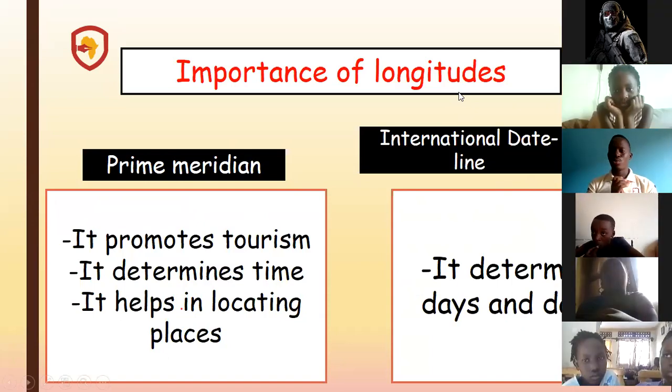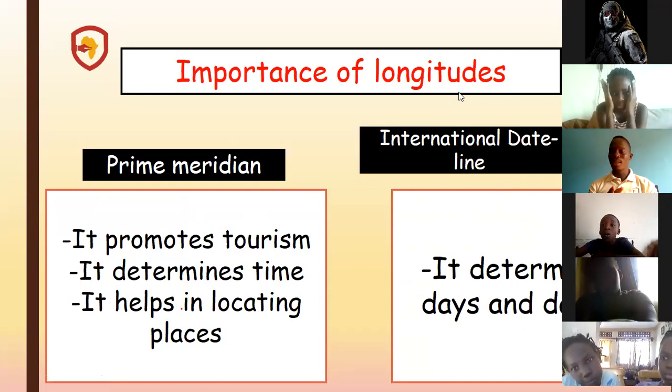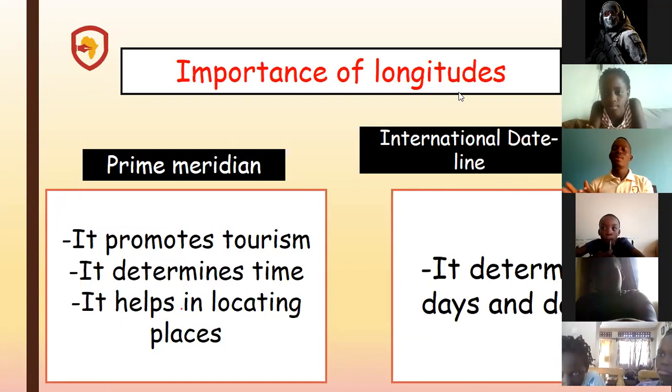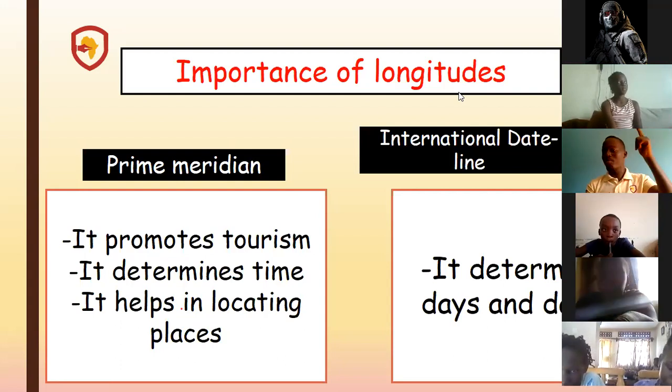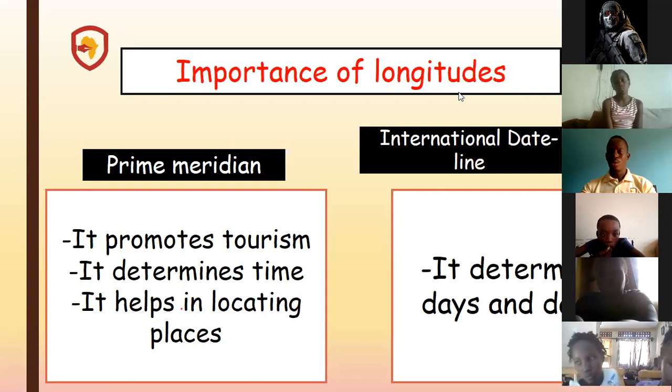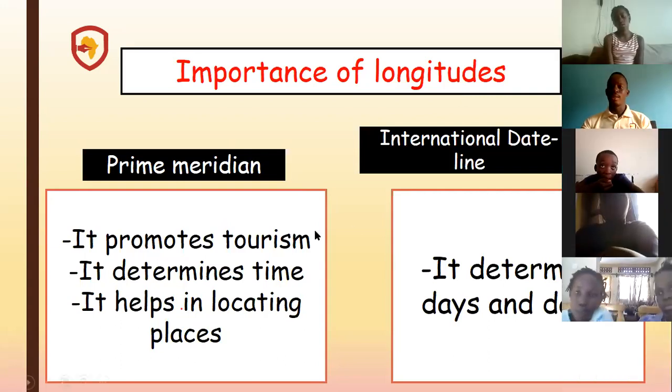Clear? Now, today we are enjoying 21st of June, okay? But in some places it is not 21st June. In some places it is the 22nd, while in some places it is still 20th, okay? It all depends on where your country is located from this line called the international date line, okay? So we say it helps in determining days and dates.